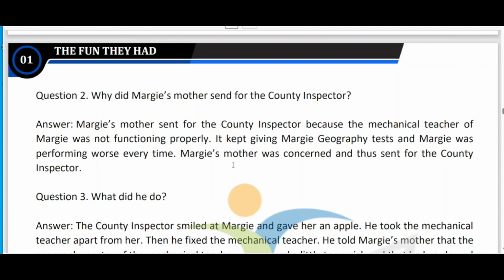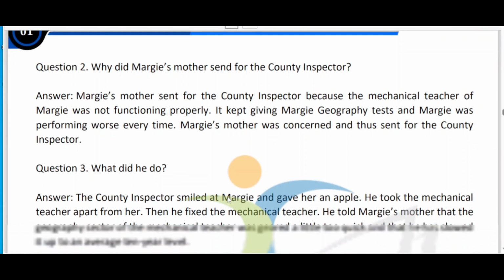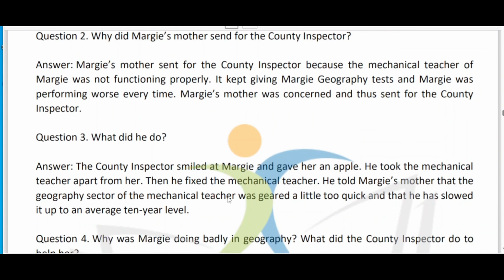wanted to call the county inspector because Margie's mechanical teacher was not functioning properly. It kept giving Margie geography tests, and Margie was performing worse every time. How is it possible that in the geography sector, in the geography test, she performed worse and worse? Margie's mother was very concerned about this and thus sent for the county inspector. So she called the county inspector to trace out what the problem actually was.